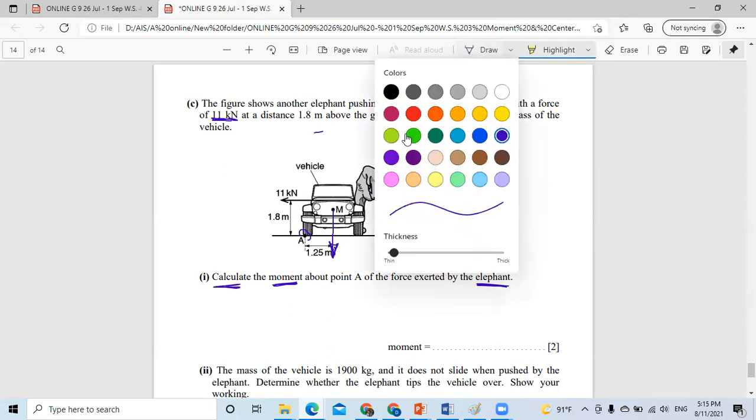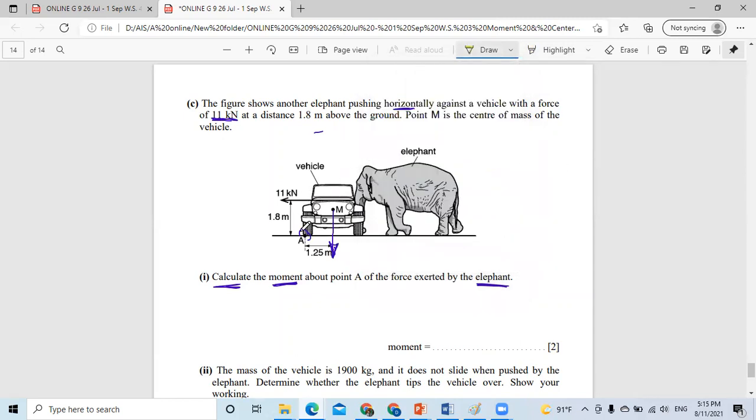The elephant is applying a force in this direction above the point A, which means it rotates in this direction, so it's anti-clockwise. And the weight of the car, which we haven't mentioned yet, acts downwards to the right of the point A, so it acts in this direction, which is what? Clockwise. So the moment of the elephant, which is anti-clockwise, equals the force of the elephant multiplied by the distance. What is the distance? The perpendicular distance from the force to the point A.